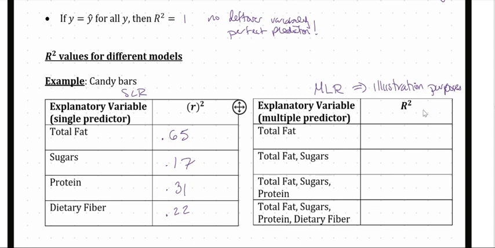Now, because these are simple regression models, this is just the individual explanations. So this is what fat does on its own. This is how sugar does on its own. This is protein's unique explanation, and this is fiber's unique explanation. It is not holding any of the other variables constant because this is just simple regression.